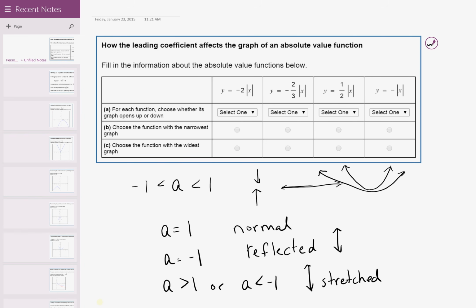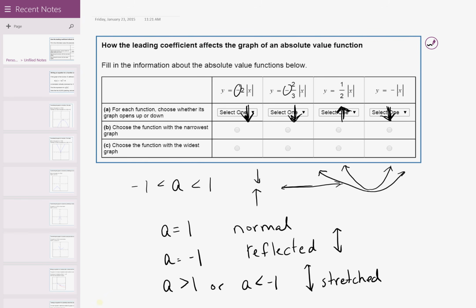So for part A here, I'm asked whether each function opens upward or downward. Absolute value normally opens upward, and here we have a negative coefficient. So this one is going to open downward. Again, a negative coefficient, this one opens downward. Positive coefficient, this one opens upward. Negative coefficient, this one opens downward.